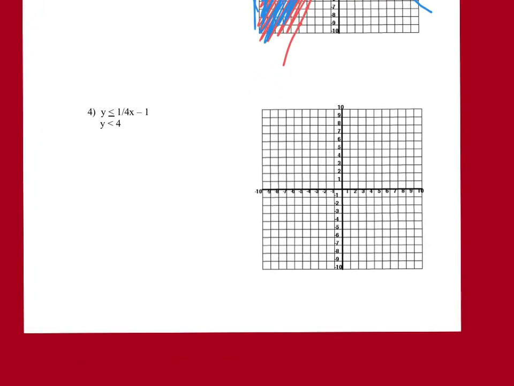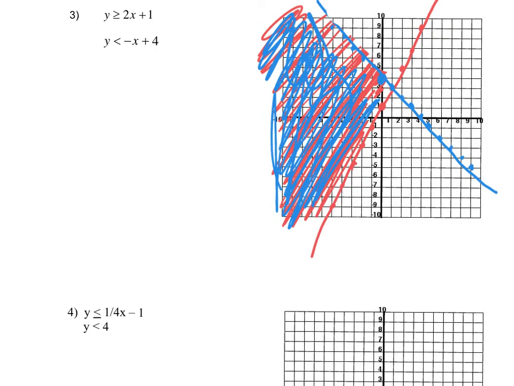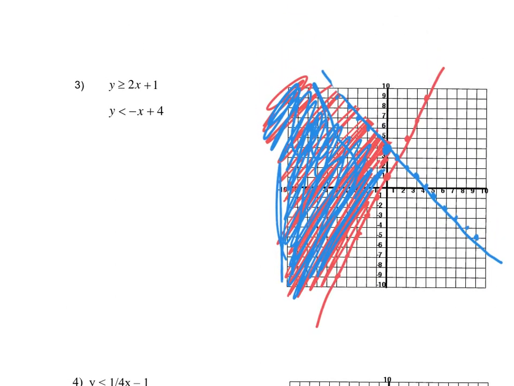Okay. Number 4. This is a fun one. First one is y is less than or equal to 1/4 x minus 1. I did not do that. I just erased all of 4 and we were just doing 3. One thing we forgot to do on number 3 was plug in a point. Let's do that real quick. I forgot to do that on 2 as well. You can go back and do it.